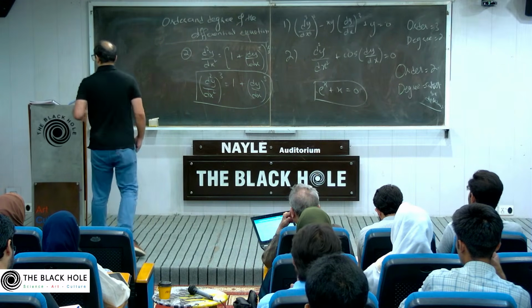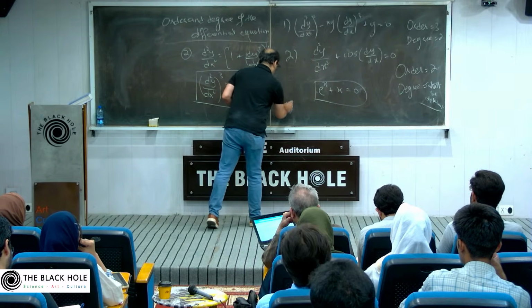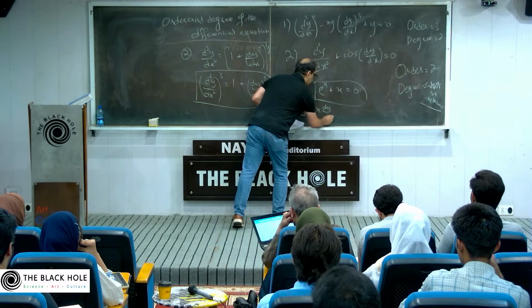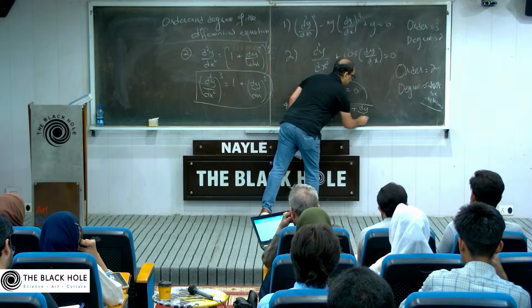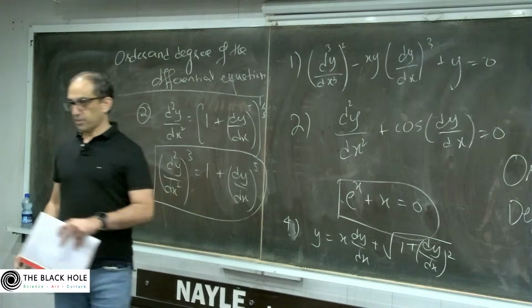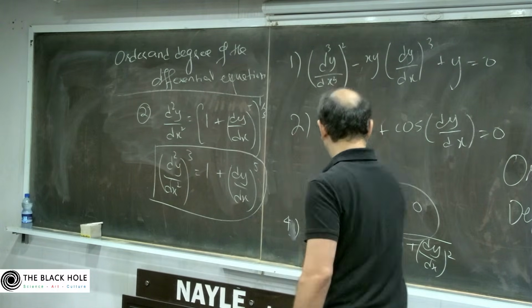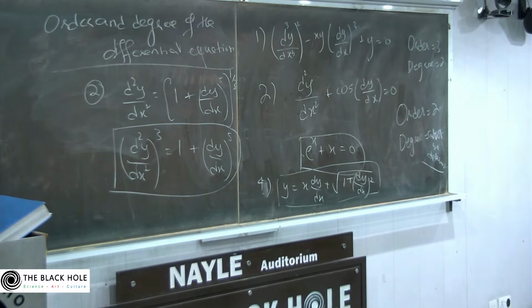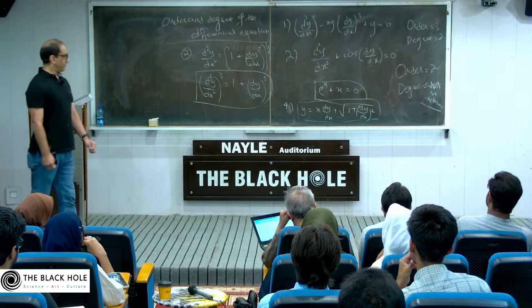So let's try and do another one, which looks like a very difficult thing, but in principle it is not. Y is equal to x dy by dx plus under root 1 plus dy over dx whole square. Go ahead. And that's the last one. The rest I leave it to you. Go ahead. Very good. Excellent. Excellent. Yeah, perfect.